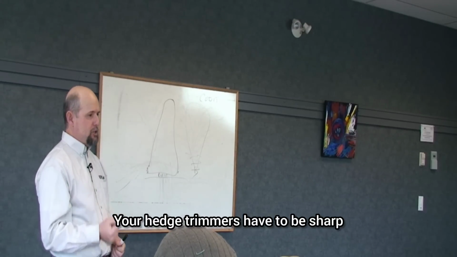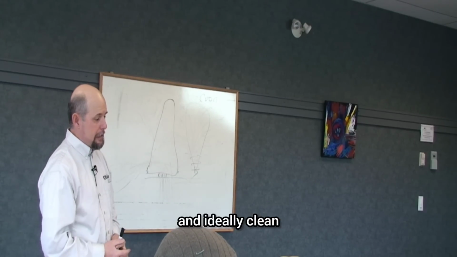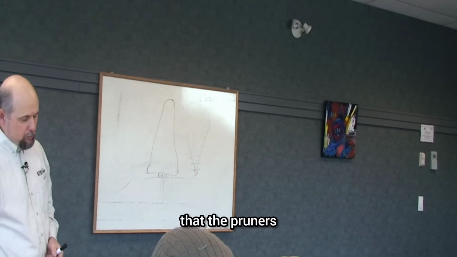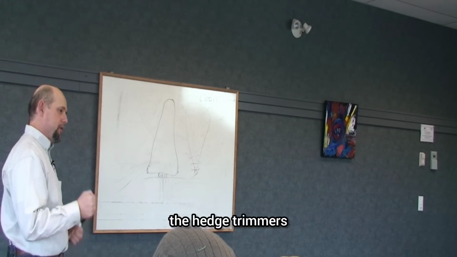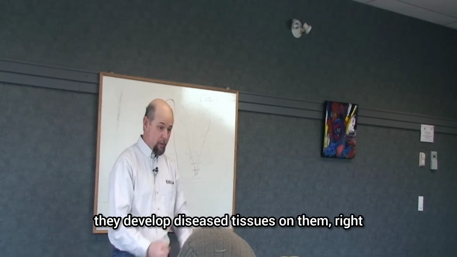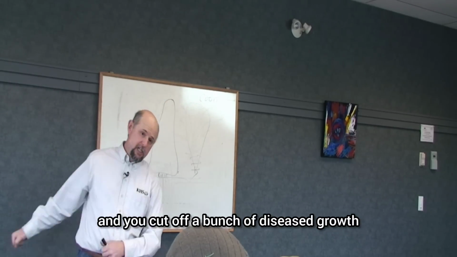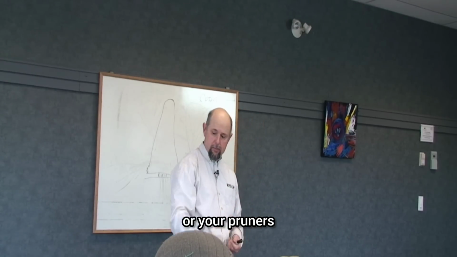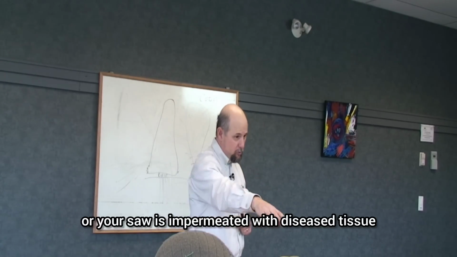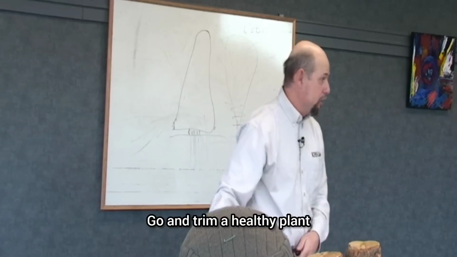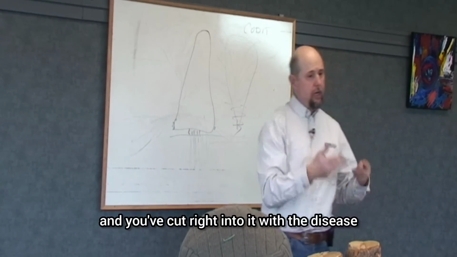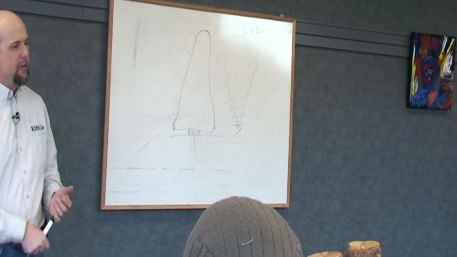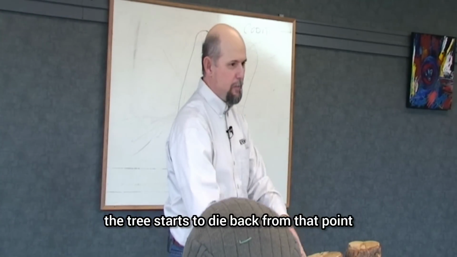Your hedge trimmers have to be sharp and ideally clean. One of the issues that we have when we're pruning is that the pruners that we use, the saws, the hedge trimmers, they develop disease tissues on them, right? So you're cutting along trimming, and you cut off a bunch of diseased growth. So now your hedge trimmer or your pruners or your saw is permeated with diseased tissue. And you go and trim a healthy plant, and you cut right into it with the disease, with an infected scalpel. And what happens is, of course, the tree starts to die back from that point.